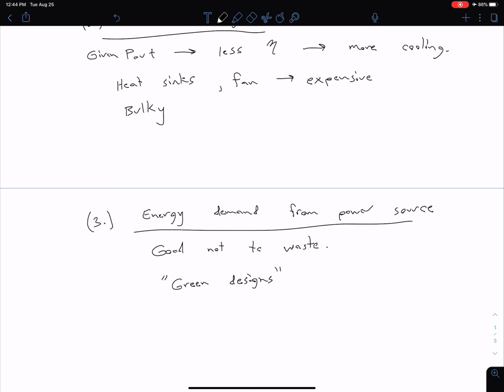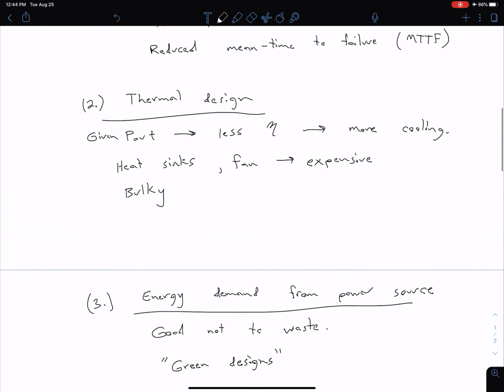So what we're going to do in subsequent videos is we're going to talk about power supplies in general. Later on, we're going to look at some specific DC-DC converters. And throughout this discussion, we're going to be talking about efficiency. So that's why I wanted to go ahead and bring up these 3 points up front.